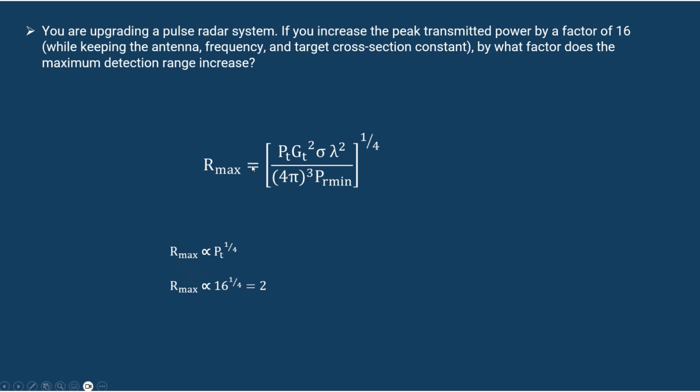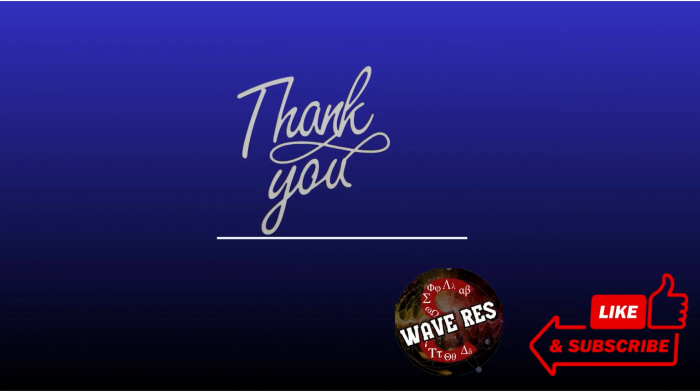Here you can see that R maximum is not in a direct relationship with power. If you double Pt, R max will not double. You can see from this relation how R max is related to the transmitted power, received power, gain of the antenna, and so on. This is the common equation that we usually use for designing radar systems. I hope you get some idea about what is meant by the radar range equation. Thank you for listening.